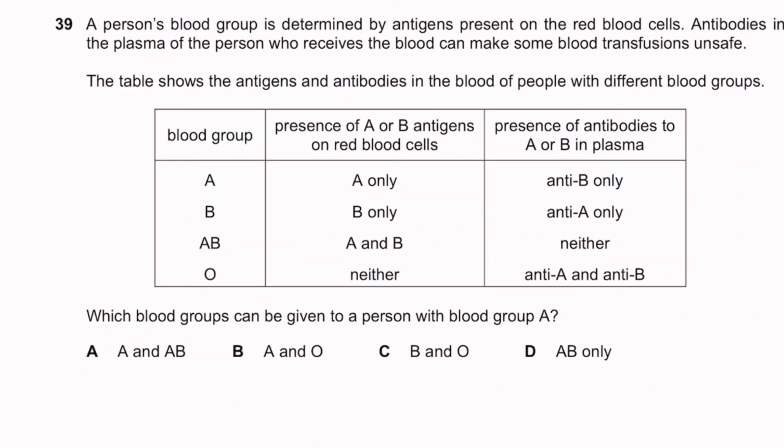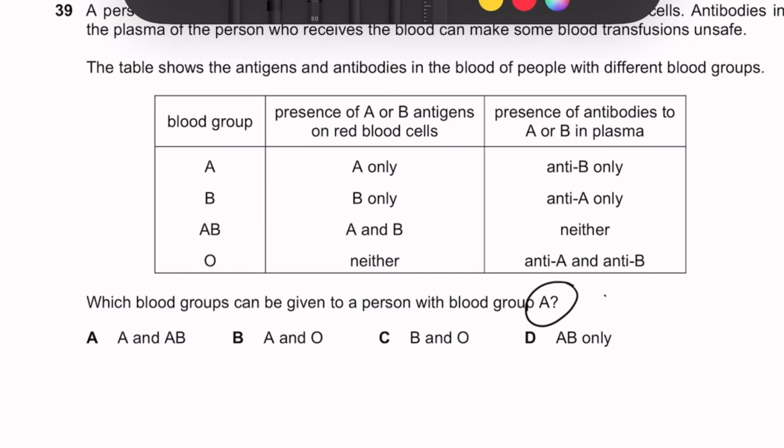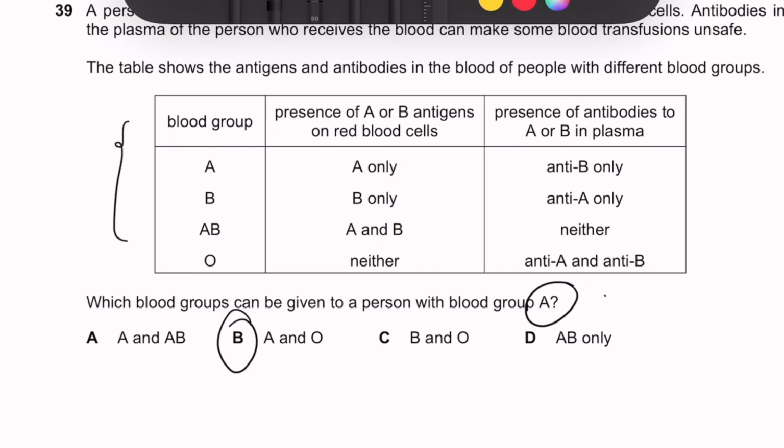A person's blood group is determined by antigens present on their blood cells. Antibodies in plasma of a person who receives the blood can make blood transfusions unsafe. The table shows the antigens and antibodies of people with different blood groups. Okay, so you have blood being A, B, AB and O. So which blood groups can give to a person with blood group A? Remember, for someone with blood group A, only A and O can give to them. Obviously AB could not give. Now, I will provide a chart in my description for the blood groups that can give to each other to make life easier, because if you memorize them, you won't have to refer to the chart, which could be confusing.